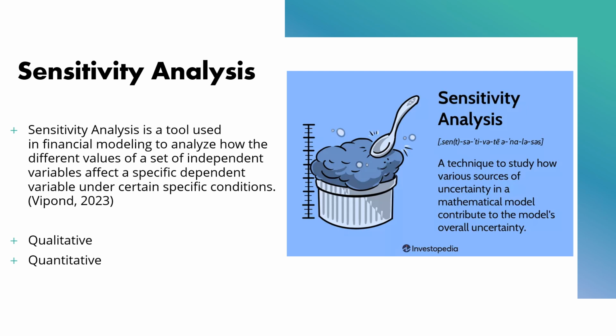According to Vicon in 2023, sensitivity analysis is a tool used in financial modeling to analyze how the different values of a set of independent variables affect a specific dependent variable under certain specific conditions. The 5 main steps of sensitivity analysis are to identify key variables, define the range, analyze outcomes, interpret results, and communicate findings. The 2 ways to measure your results are qualitative and quantitative.